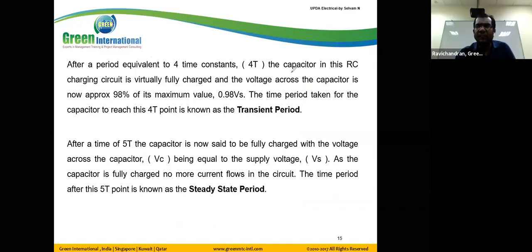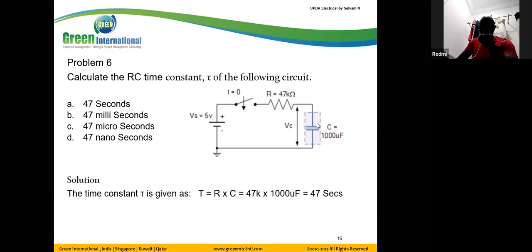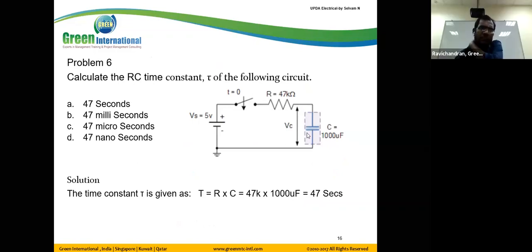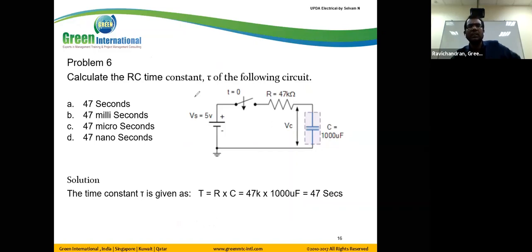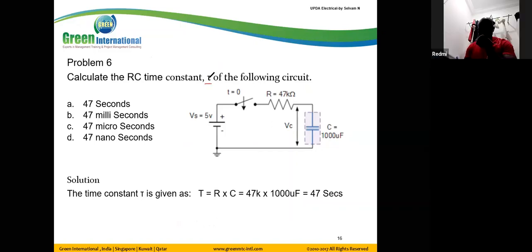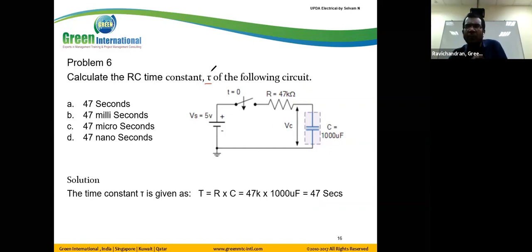So transient state, I think we go to the exam problems, we will understand that concept. Once again, I will come back to the concept. So calculate the time constant tau. I pronounce tau. Some of the books mention it as capital T or tau.